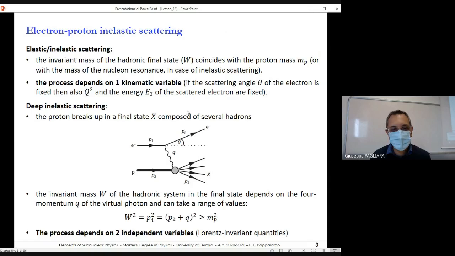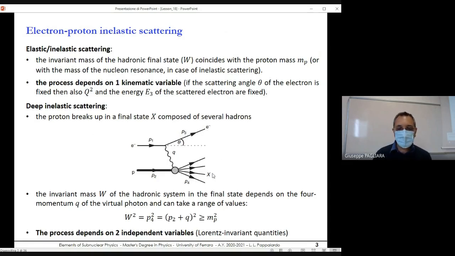Typically in this kind of measurement, one only detects the scattered electron, and it is sufficient to gain information about the structure of the proton, as we will see today. These are called inclusive measurements, because you allow for any possible hadronic final state. As we will see next week, there are also more complex measurements, which are, for instance, semi-inclusive, where you actually detect one of the final state hadrons in coincidence with the scattered electron. But this we will see next week.